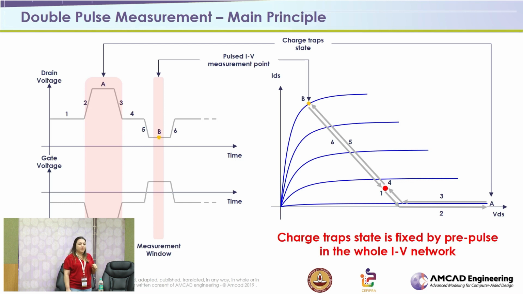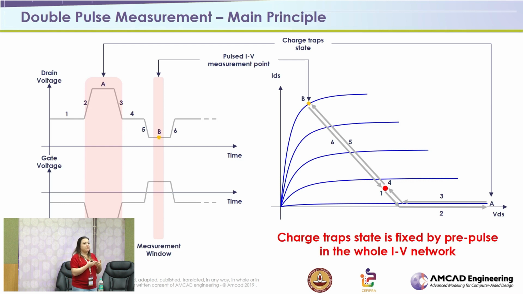So why this configuration? It's because you go to an important VDS value and a very negative VG pulse in order to maximize the traps effect. And when the traps are fixed, you can go back to the quiescent value. So it's step 4. The time of step 4 can be varied. And we go to point B, which is the pulse for the IV measurement now.